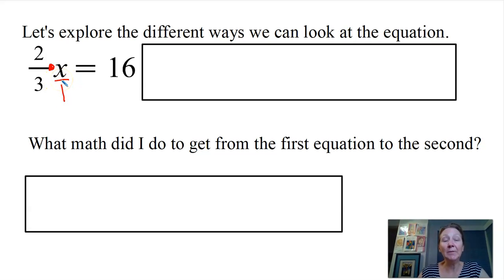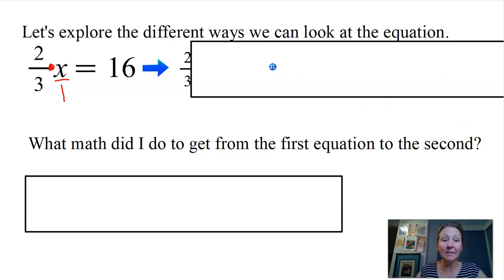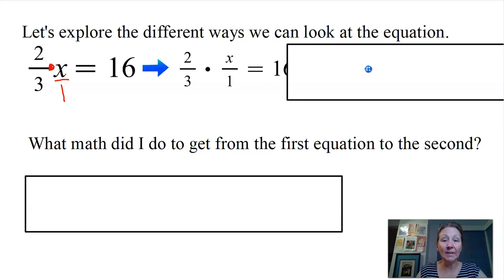So all I'm doing now is doing what I told you not to do, right? Usually I say put the number and the variable next to each other. Well, what if I separate them with a dot, right? And then I put a 1 underneath the x. So now I've got something that looks like this, right?